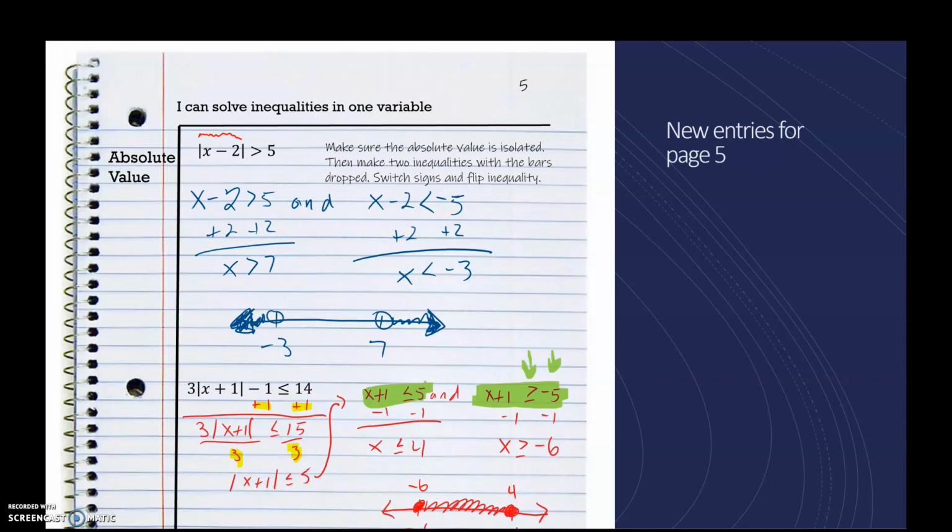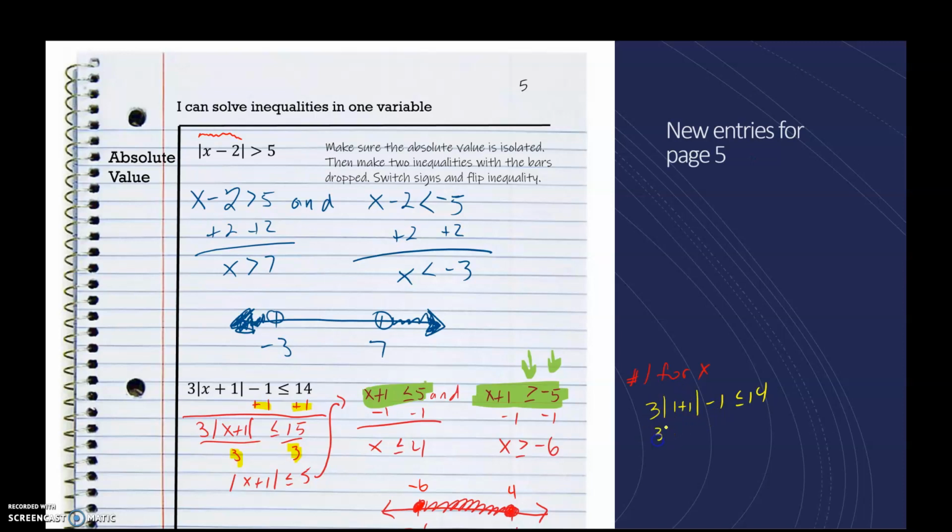How about 1? So I'm going to choose the number 1 for x. I'm going to pick a different color over there. How about yellow? And I'm going to plug 1 into the original problem, and it should work. So it's going to be 3 absolute value, 1 plus 1, minus 1, less than or equal to 14.